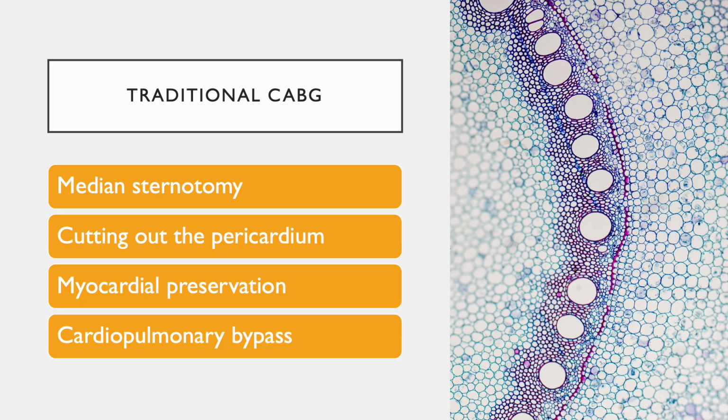A traditional CABG is done this way. They do a median sternotomy, so they open up the sternum, they cut out the pericardium, they try to preserve the myocardial muscle, and they do a cardiopulmonary bypass.